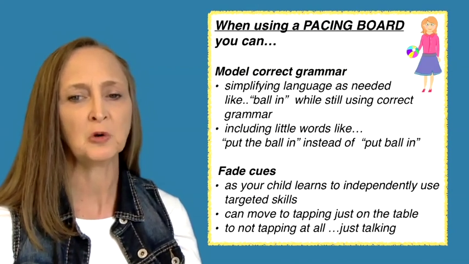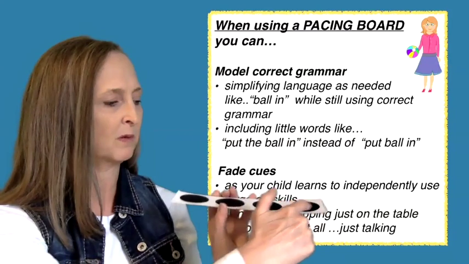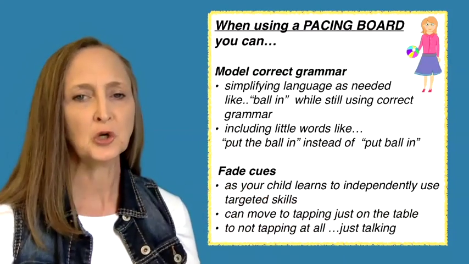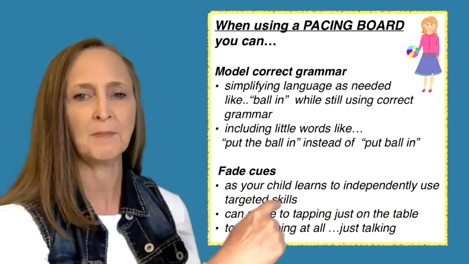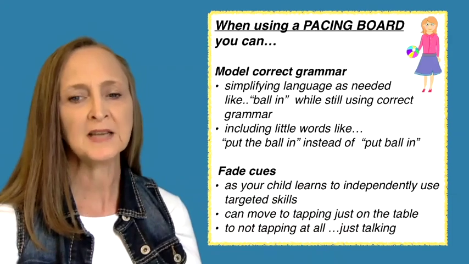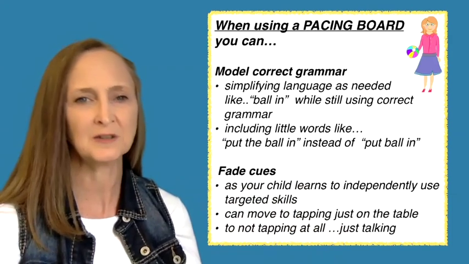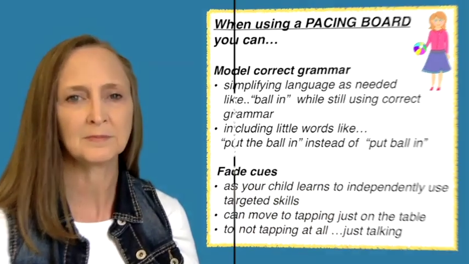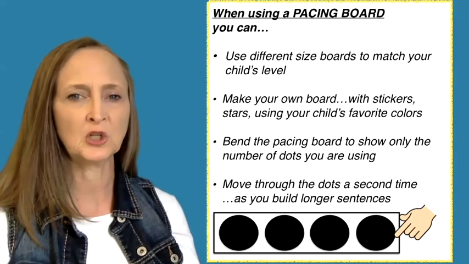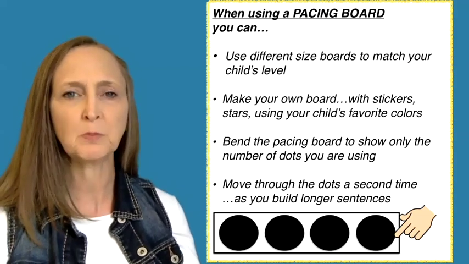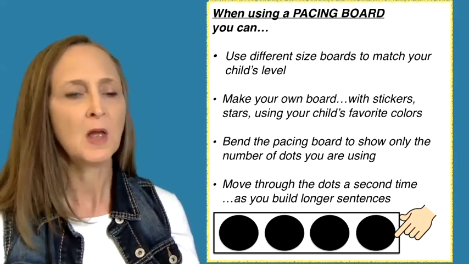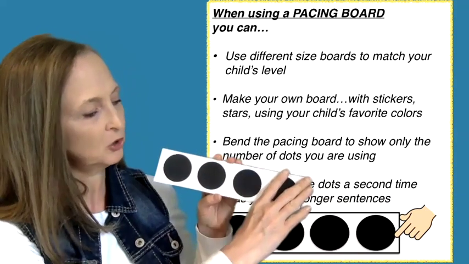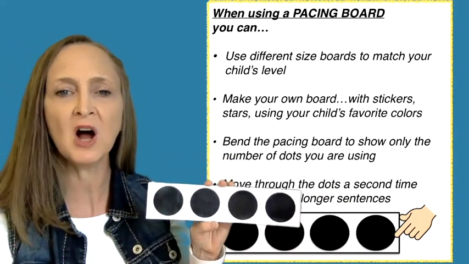You can move to first tapping the dots when the board is on the table, to moving the board away and just tapping on the table, or to not tapping at all, just talking, which is, of course, the eventual goal. When using a pacing board, you can use different size boards to match your child's level. Like you could use a board that has only 2 dots or a board that has 5 dots.